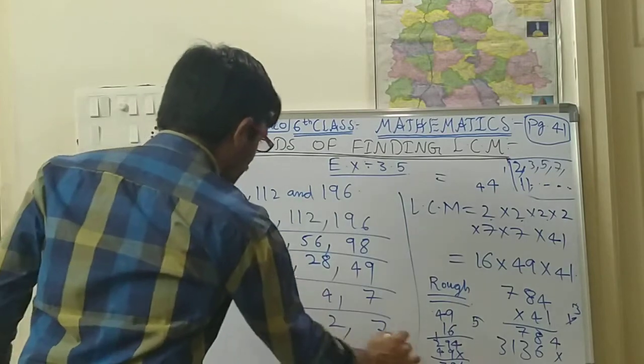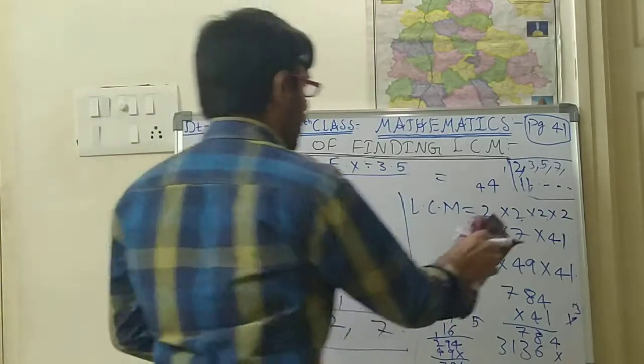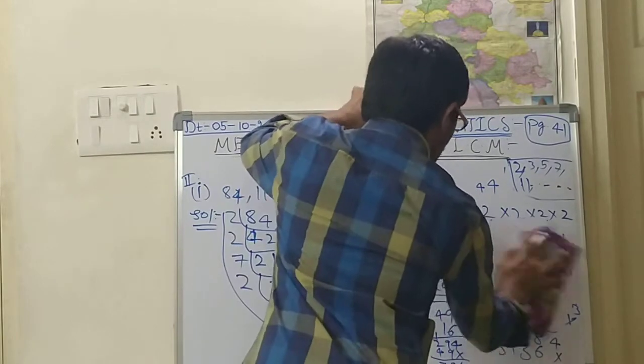Now multiply all these numbers. Actually this is not a correct method, children. Very sorry.